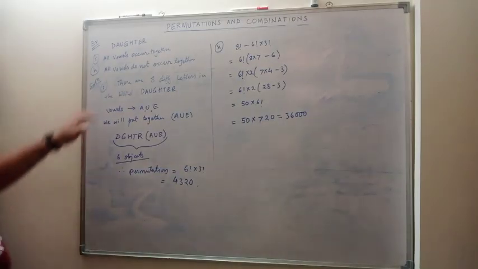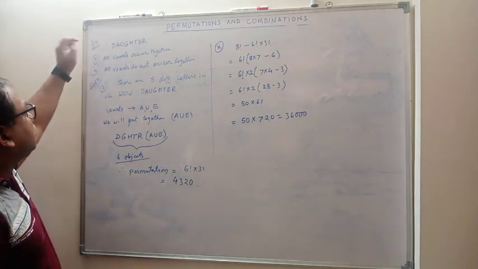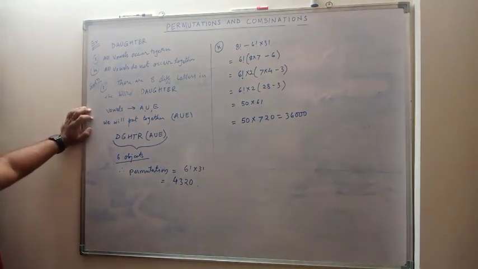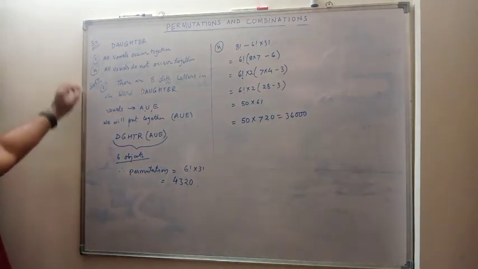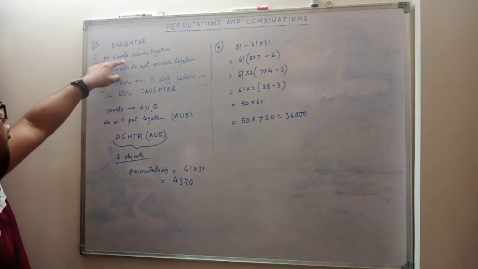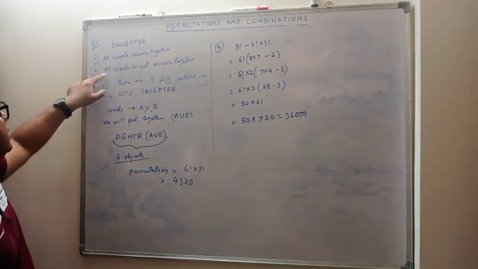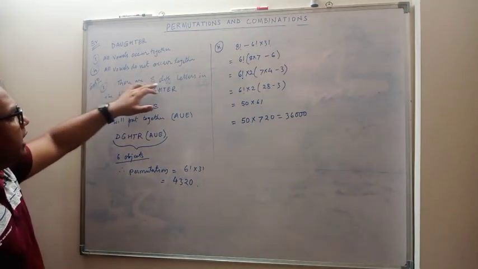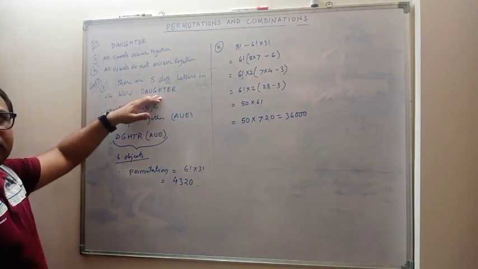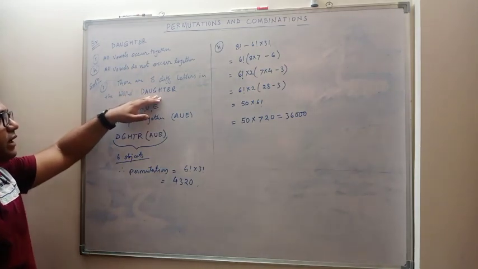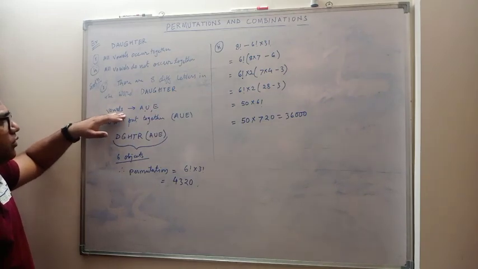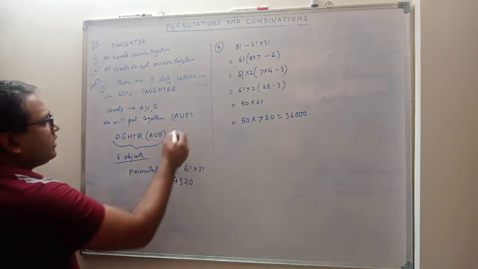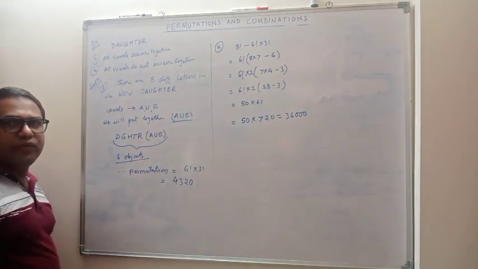Now we have the word DAUGHTER, and we have to arrange all the letters and find the permutation, and there are 2 conditions. First, all the vowels occur together, and another, all vowels do not occur together. There are 8 different letters in the word DAUGHTER, and the vowels are A, U, E. So we consider these A, U, E as one single unit.